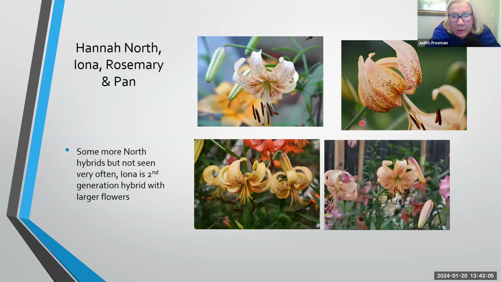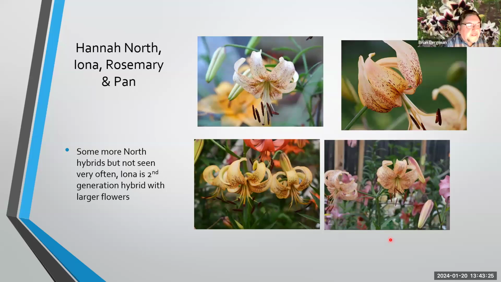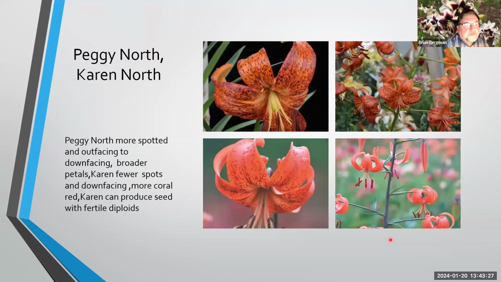Iona just grows super well. You can tell he didn't name that himself. It's a hybrid that came, he handed the bulb to friends who grew it and said, no, this should be named. And you can see right away it's a generation later because it does have bigger flowers, but it grows very well. I really love Iona. Okay. Next slide. And then there's Peggy North and Karen North.